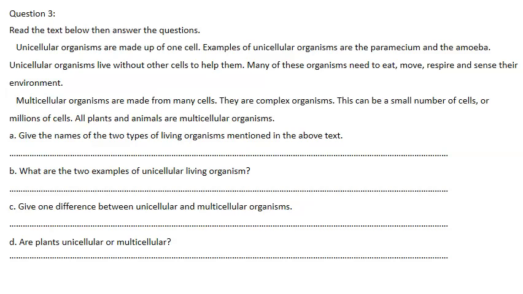Yes, this is it. Unicellular and multicellular. Okay, the text is talking about the unicellular and multicellular organisms. These are the two types of living organisms. This was the last chapter. We classified living organisms into two types. Unicellular, they have one cell only. Multicellular, many cells.